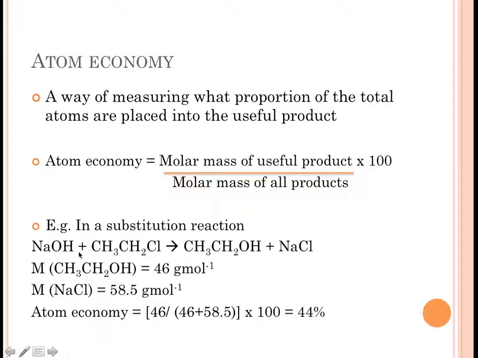So if, for instance, we had a substitution reaction where we are substituting a chloroalkane, in this case chloroethane, and we're going to substitute it for this OH group, okay, because we want an alkanol. This here is our useful product, which has a molar mass of 46 grams per mole. This is our byproduct, which has got a molar mass of 56 grams per mole. I'm going to take the molar mass of my useful product, divide it by the total molar mass, times by 100, and that gives me an atom economy of 44%.